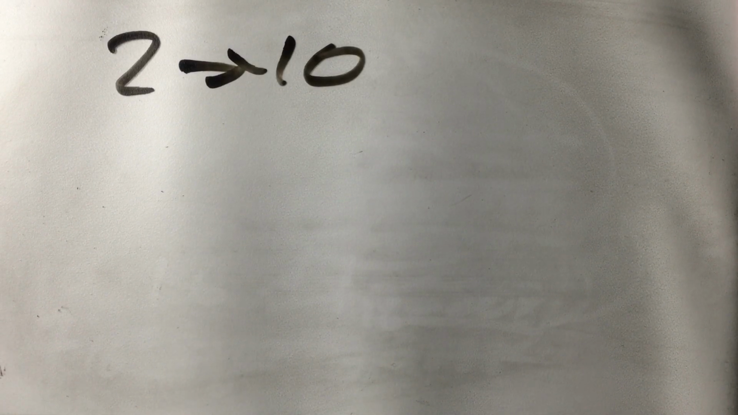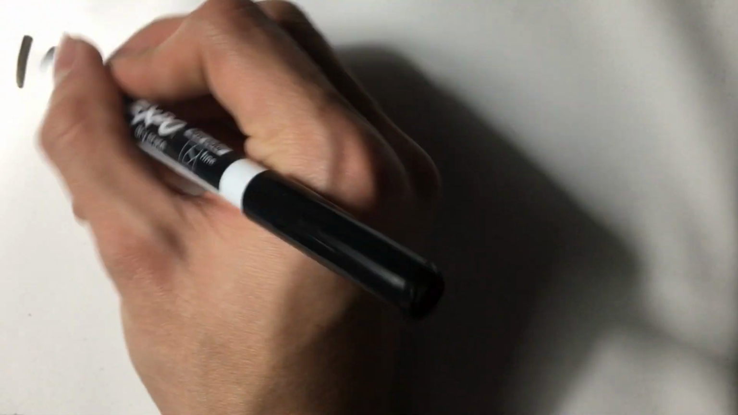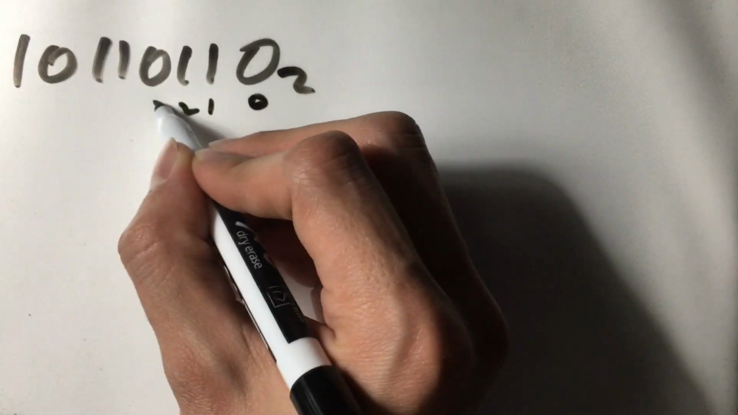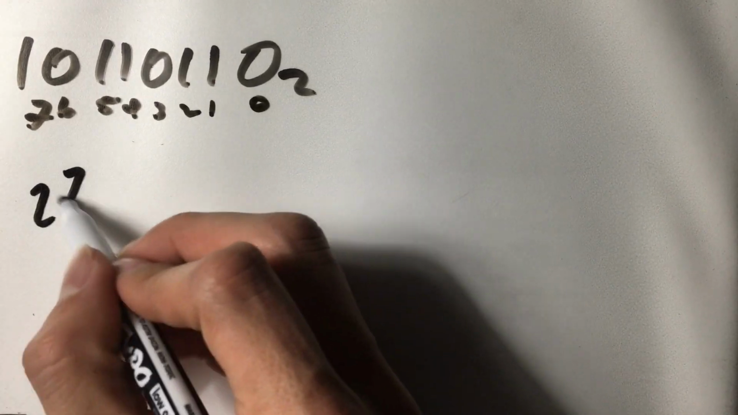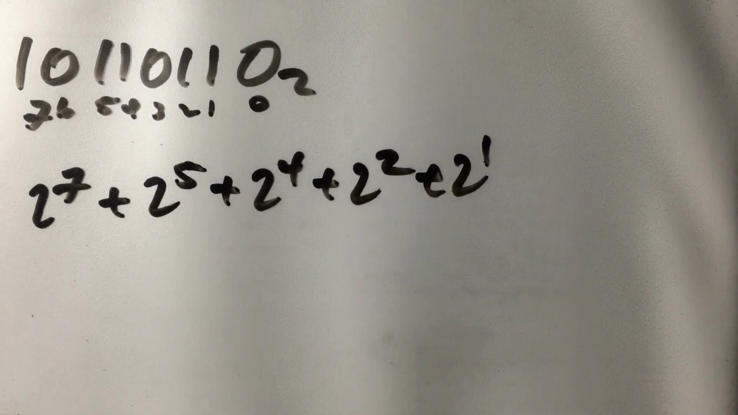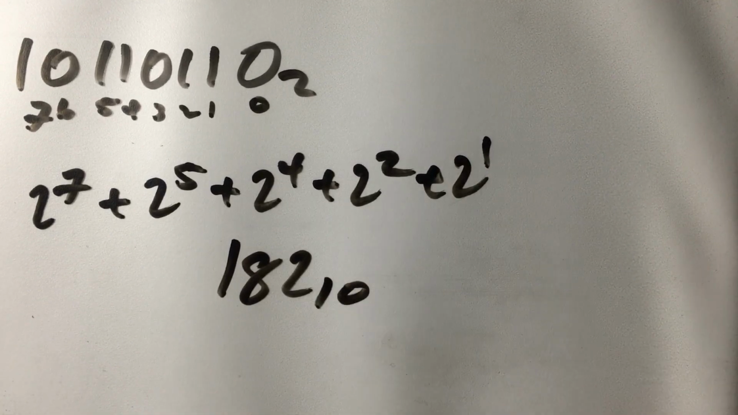Like going back from 2 to 10. Fun. So let's say we have that. I have no idea what that number is, just made it off the top of my head. But let's see, we have 0, 1, 2, 3, 4, 5, 6, 7. So we have 2 to the power 7, plus a 2 to the power 5, plus a 2 to the power 4, plus a 2 to the power 2, plus a 2 to the power 1. And we'll just put that in the calculator and we're done. And we get that. And it's already in base 10. That was much simpler than what we were doing before.